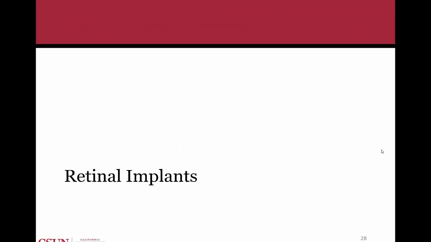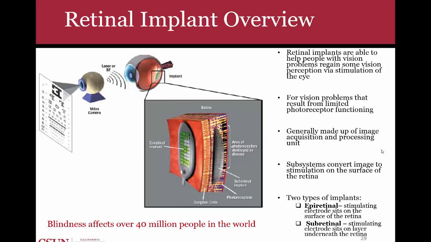Alright, so another application is retinal implants. Instead of restoring hearing, how can we restore vision? I should say, unlike cochlear implants, which are very, very well developed, retinal implants are also developed, but it's really only recently that we start to see that these devices can make a big impact on people that are blind or have some loss in their eyesight.